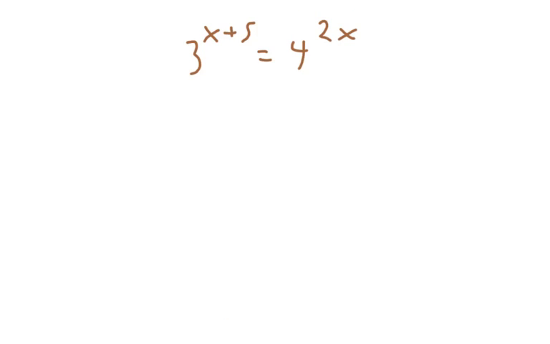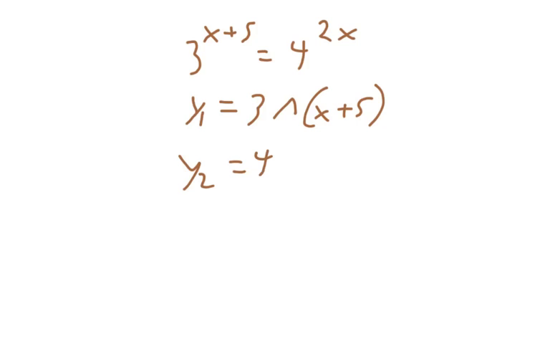Last problem we're going to solve in a graphing calculator. So what I'm going to do is put in y1 equals 3 to the x plus 5, and y2 equals 4 to the 2x. And then, even though I can't really tell where they intersect, I'm going to just use second calc intersect, enter, enter, enter, and the x value is going to be my answer, which is 3.28.